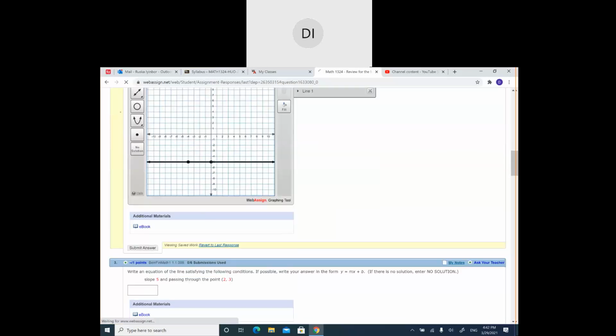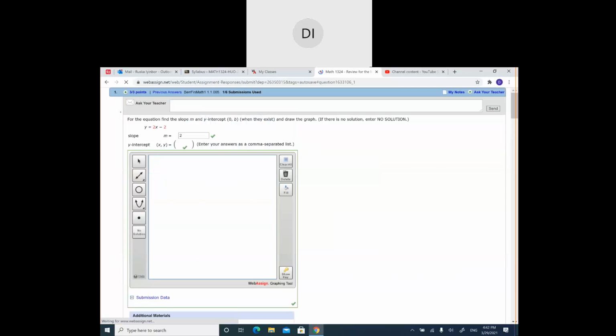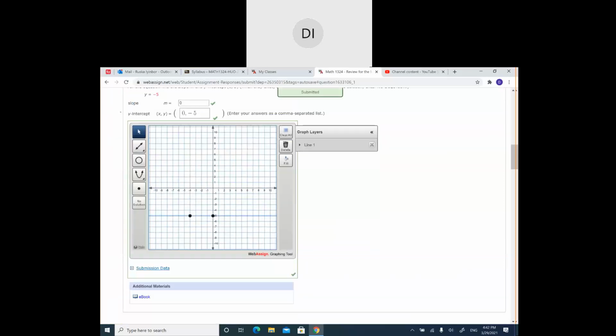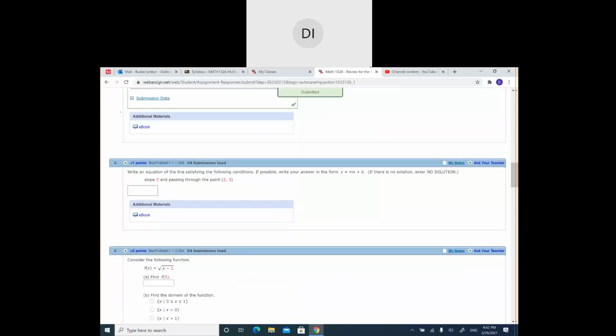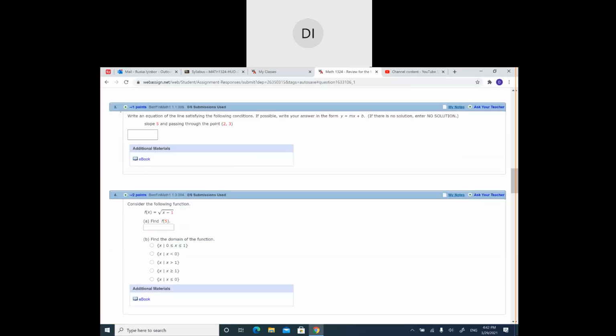Then you're going to go to number 3. On number 3, we have to write the equation of a line, which has to be in the form y equals mx plus b, slope-intercept form. And the slope is 5, and the line is passing through the point (2, 3). So I know the slope, so I'm going to replace it; the slope is 5. So it's going to be y equals 5x plus b.